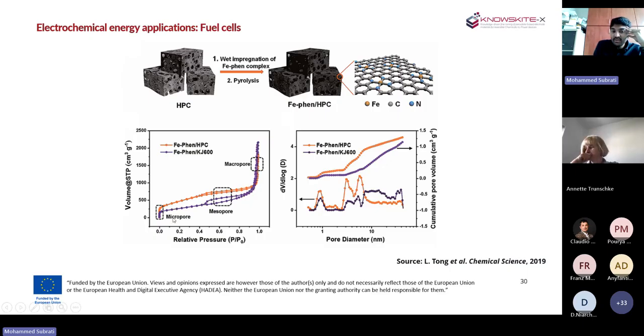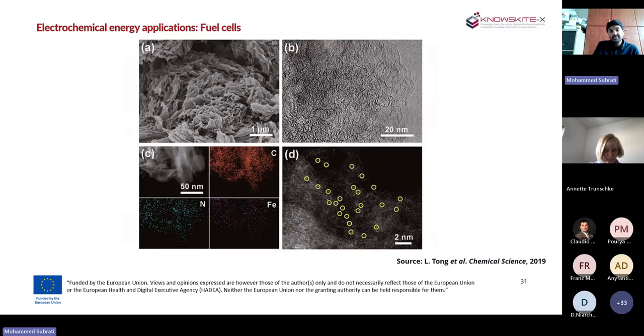In this case, as you can see, the orange sample is the iron and nitrogen doped HPC, and the second is the iron doped KG600, a commercial carbon black. You can see that with HPC, of course, you have a much better pore size distribution than the carbon black. This will, of course, positively affect the electrochemical properties. And you can see on the EDS elemental maps a very nice distribution of nitrogen and iron.